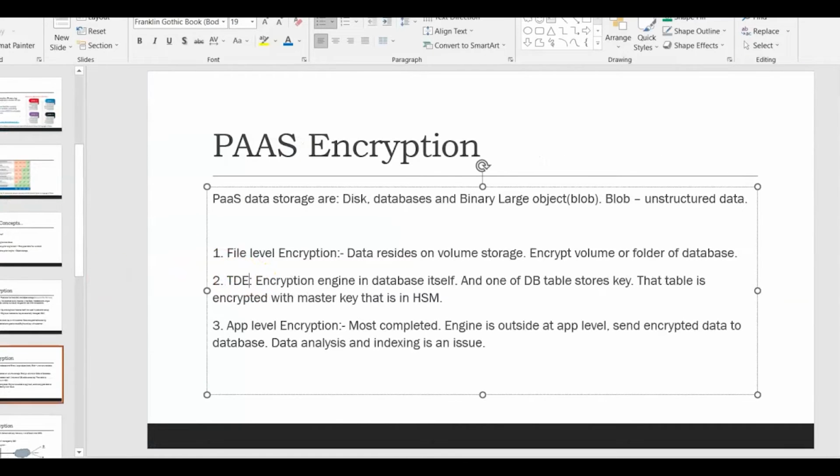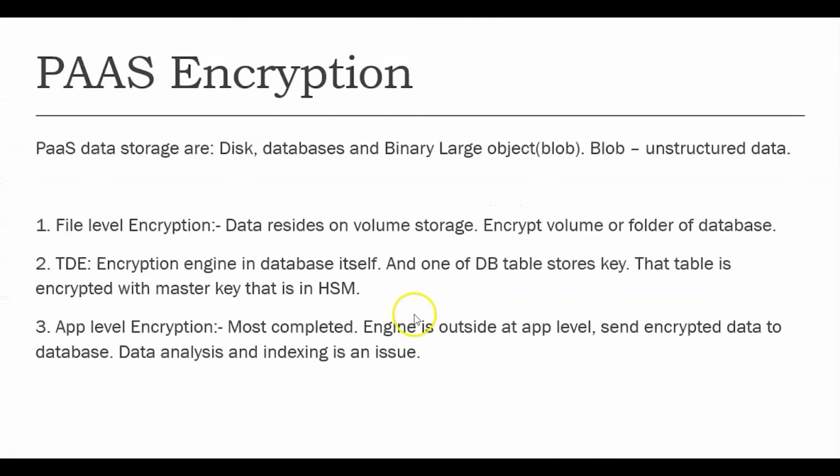In this, the encryption engine is in the database itself. And where is the key? The key is stored in one of the tables, and the table is encrypted with the master key that is part of the HSM. So here we get both the advantages of key inside and key outside. When the key is inside the database, processing is faster, but that key is not the master key. The master key is still outside. So the security of the key is also handled via the HSM, and the engine is inside the database itself.